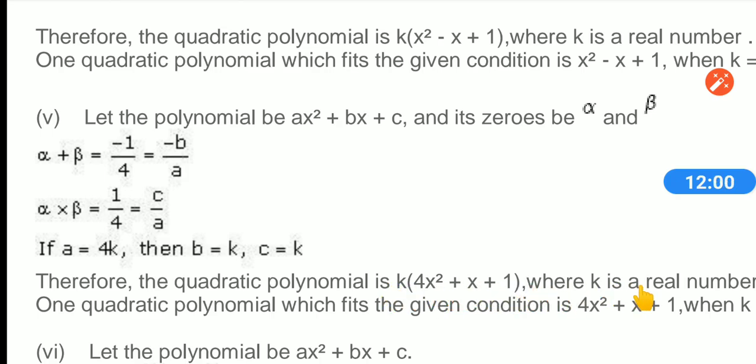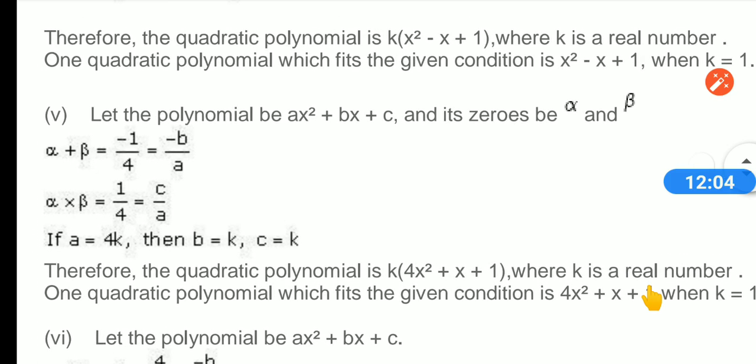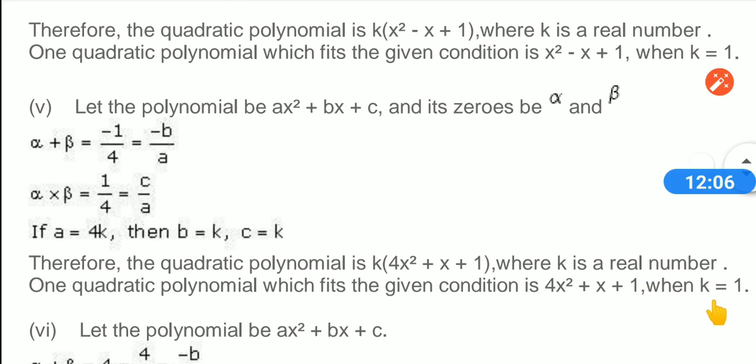Here k is any real number, children. Okay children, for my simplicity I am taking k is equal to how much? 1. So it becomes 1 into 4x square plus x plus 1. Then it becomes 4x square plus x plus 1. So one quadratic polynomial which fits this condition is 4x square plus x plus 1. Okay children, let's move to another problem.